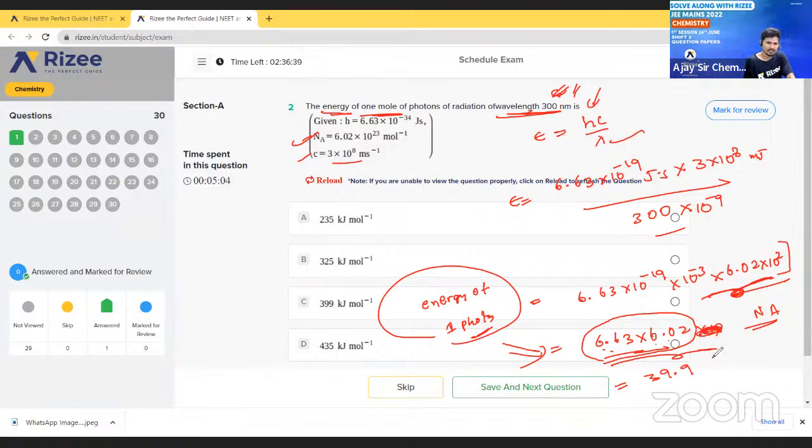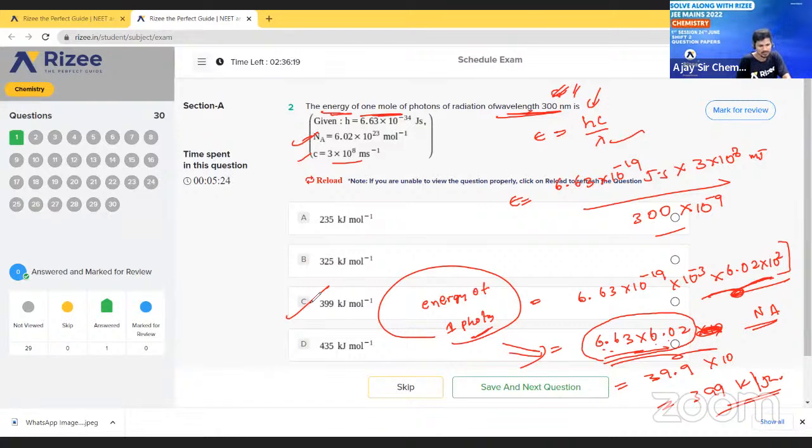39.9 we will get, and into here we have to do 10. So we will get 399 kilojoules per mole. So 399 is the correct option. So option C is the correct option.